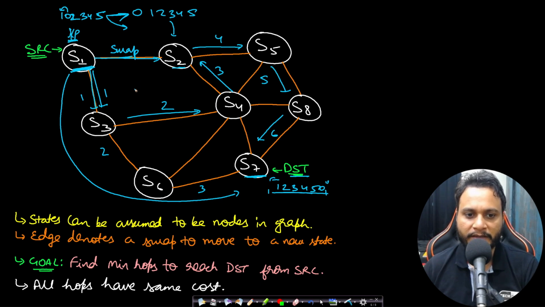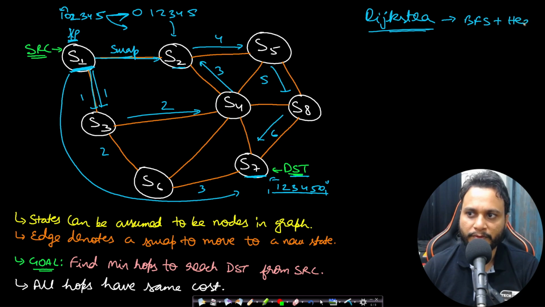Now once you have the graph, you are going to find the shortest path from the given source to destination, right? Now what are the shortest path algorithms? One algorithm is Dijkstra, which is single source shortest path. But Dijkstra uses BFS plus a heap, which is a priority queue in C++, right? So it uses BFS plus heap. In this case, all the hops are of equal cost. They are not of variable cost, right? So we do not need this heap.